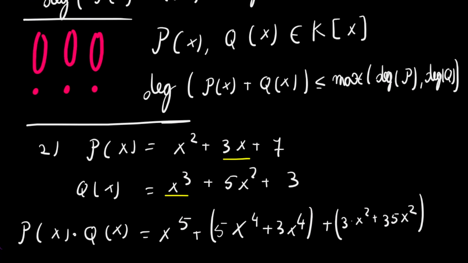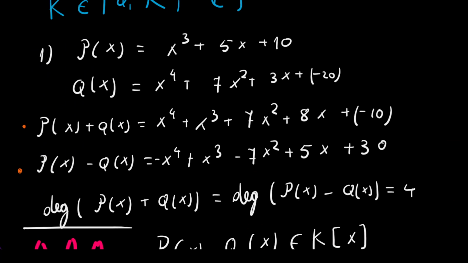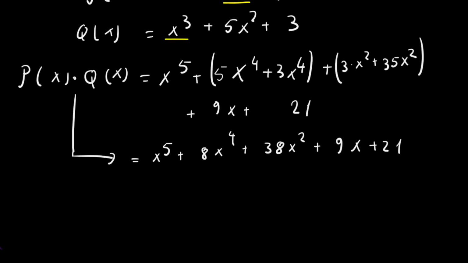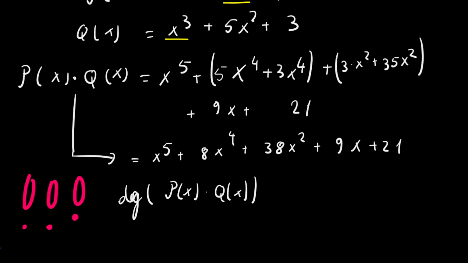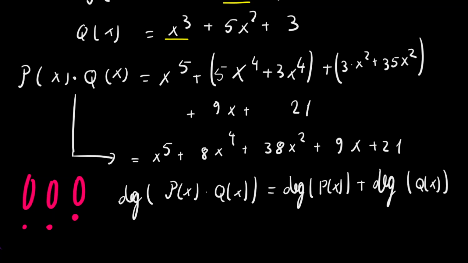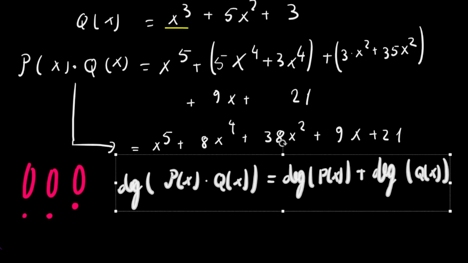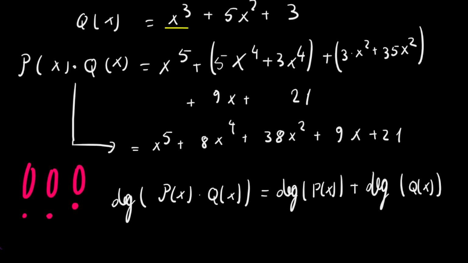Okay, so we talked about multiplication and addition; also we can talk about the quotient. Right now I also want to underline a very important property: the degree of P(x) times Q(x) is equal this time to the sum of the degrees. So we have degree of P plus degree of Q. So the degree of the product is going to be the sum of the degrees. It's a very important property here.